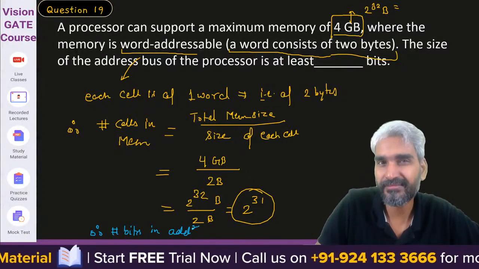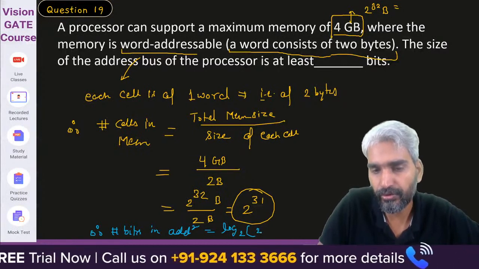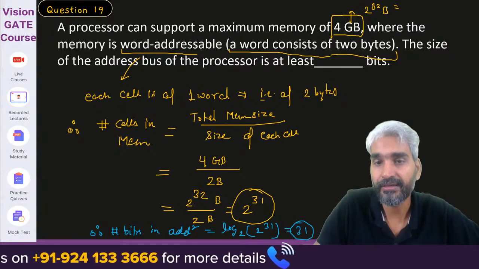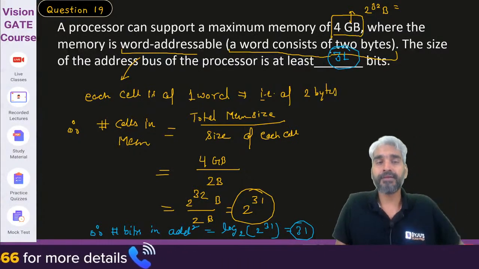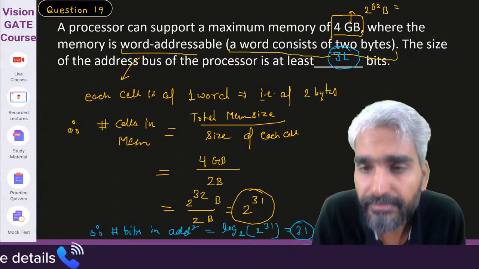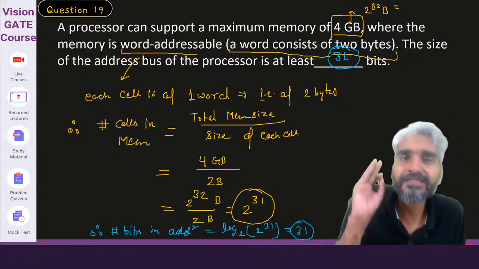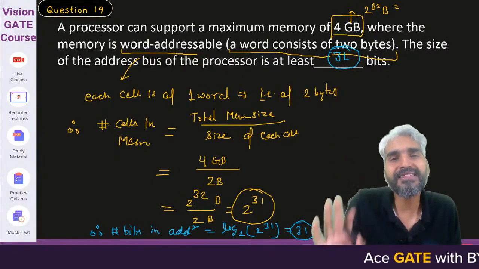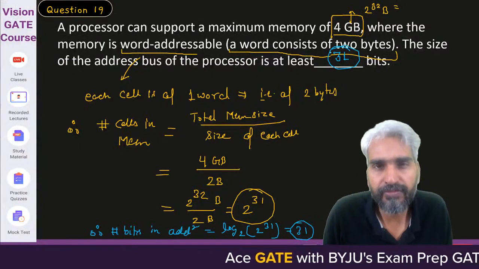The memory is cell addressable, so the number of bits in the address will be log base 2 of the number of cells, that is this. So this will come out as 31. So minimum how many bits should be present in the address field? Minimum 13 bits should be present in the address field to address all the cells of that memory. Clear? So this was the last question of memory organization.